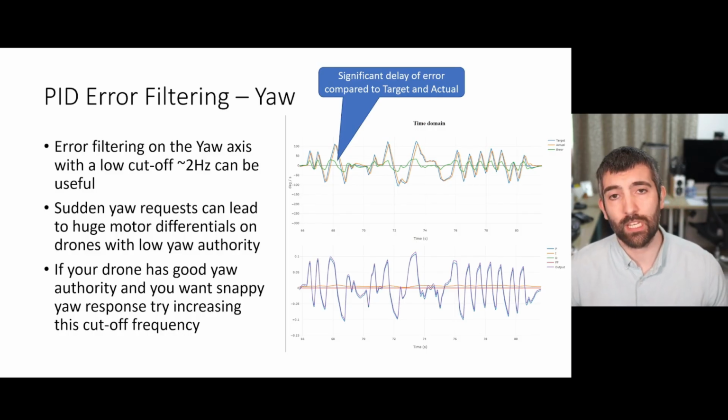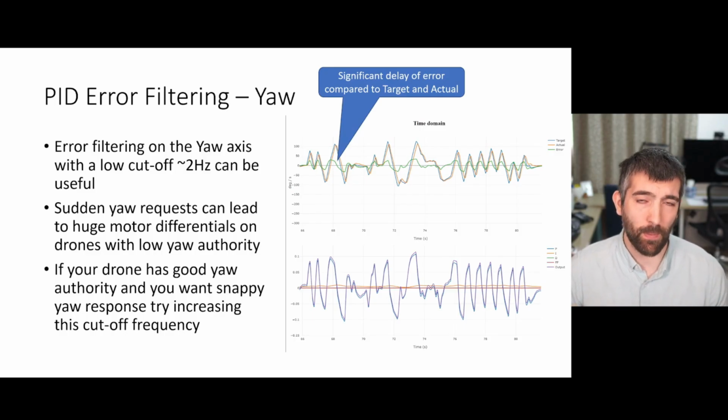On the yaw axis, we don't typically have a D term, and that means you can get into a situation where you get oscillation of the P term. And here, error filtering can be used to prevent this oscillation occurring. Error filtering on the yaw axis with a low cutoff helps avoid the error term oscillating when there's no D term, and it also helps avoid sudden yaw requests leading to huge motor differentials, particularly on drones with low yaw authority, which can also be bad and put the drivetrain under a lot of stress.